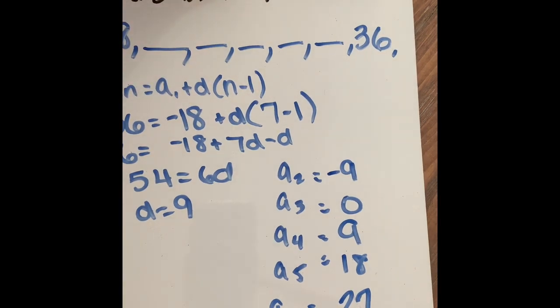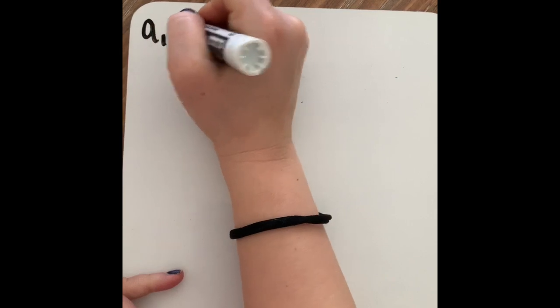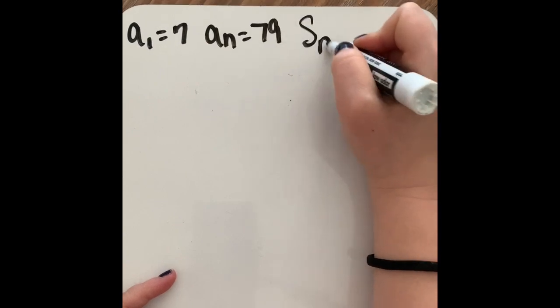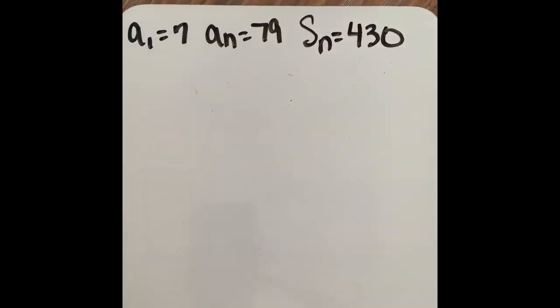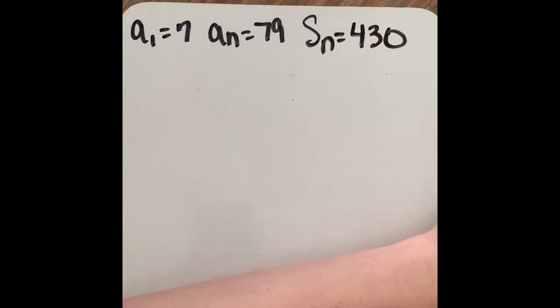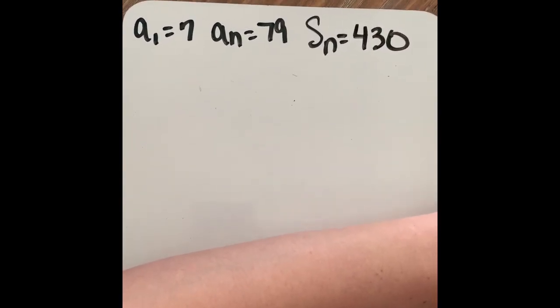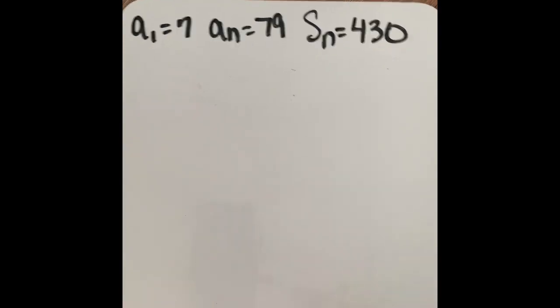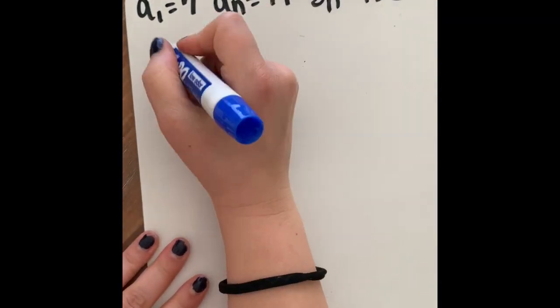Okay. Moving on to the next one, it says to find the first 3 terms of the arithmetic series, and they give us a couple of different things. They tell us a sub 1, let me write it out here, is 7. They tell us a sub n is 79, and they tell us s sub n is 430. Well, they're telling us a whole bunch of things. Since they give us s sub n is 430, that kind of tells you how you should begin this problem. The only formula that we know so far that has s sub n is the sum formula of your arithmetic, and they already tell us that it's arithmetic in the question. So we're going to write that formula out.